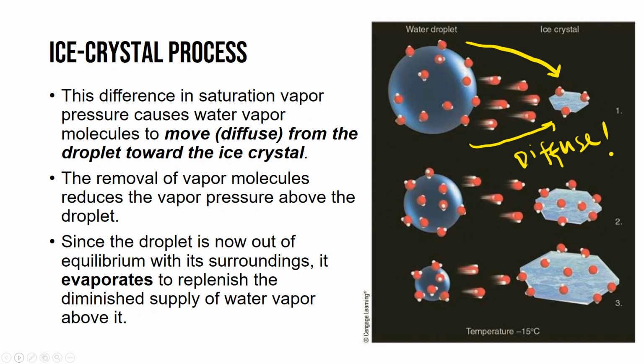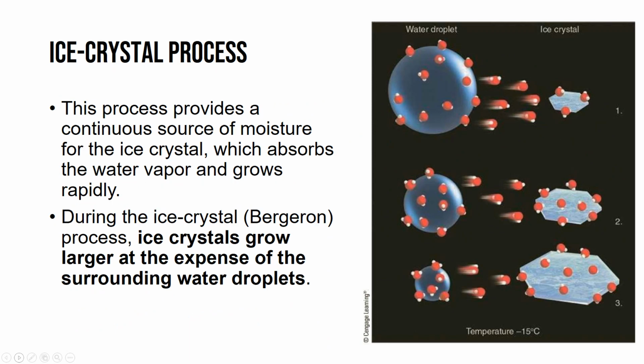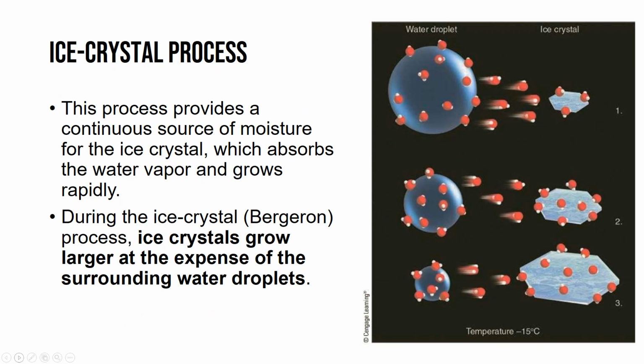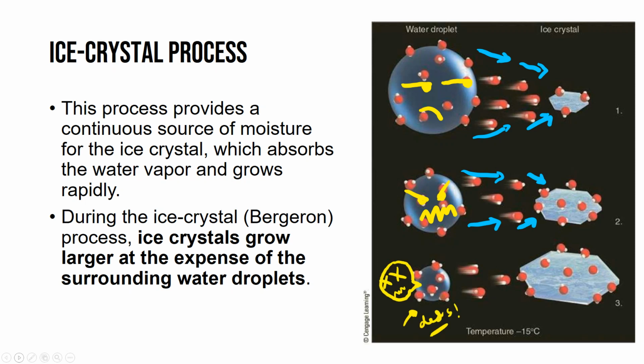Since the droplet is now out of equilibrium with its surroundings, it evaporates to replenish the diminished supply of water vapor above it. This provides a continuous source of moisture for the ice crystals, which absorb the water vapor and grow rapidly. So, during the ice crystal or Bergeron process, ice crystals grow larger at the expense of the surrounding water droplets.